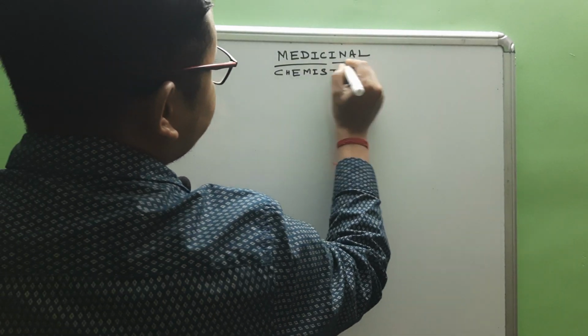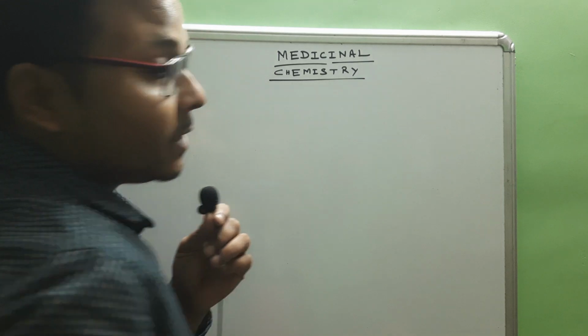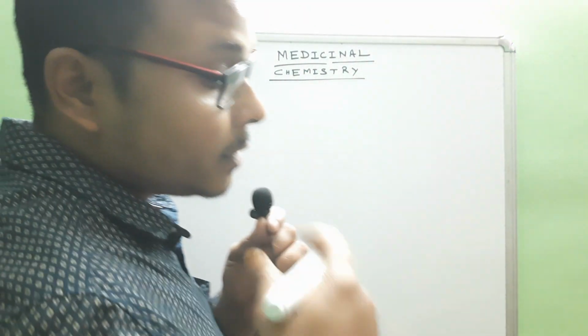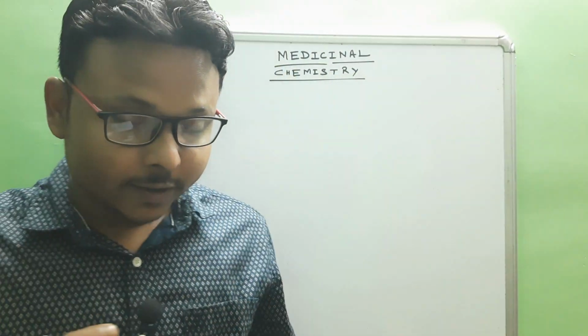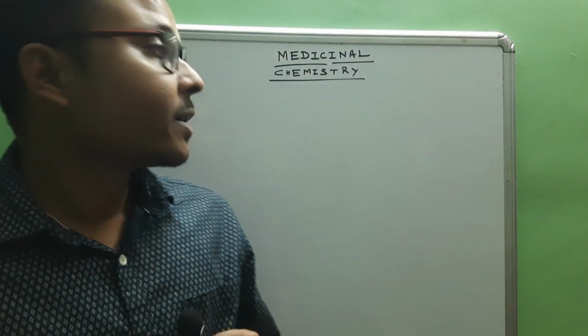So what does medicinal chemistry actually deal with? Medicinal chemistry deals with organic compounds which are used to produce different types of medicines and life-saving medicines. In our previous class we discussed some of the important organic compounds, for example analgesics, antipyretics, disinfectants and antiseptics.